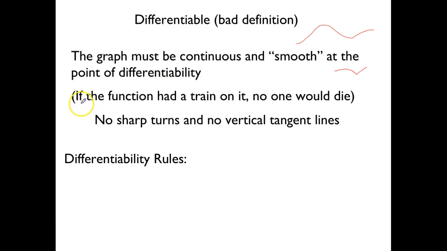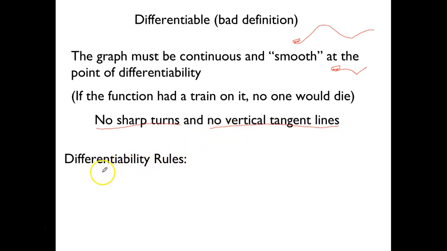Here's why I call it the choo-choo lesson. The function is a train. Let's say this was a train on the function. It should be able to go through the entire graph if it was differentiable. Notice on this one, the train is going on the graph and it's going to wreck right here, because it's a sharp turn. So no sharp turns, and also an important thing is no vertical tangent lines.